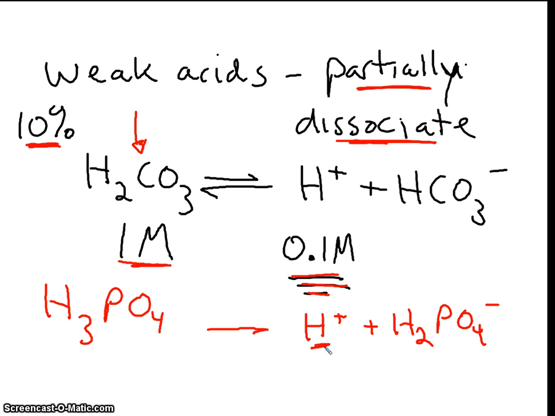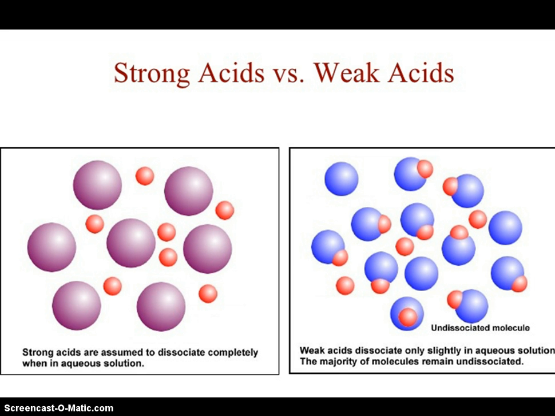So there's a difference between strong and weak acids. And here's a diagram that will show pretty well what it is. If you look over on the left, strong acids are assumed to dissociate completely. The two different colored bubbles have completely dissociated. The red ones, there's your hydrogen ions, they have completely dissociated from the anion, the negative ion that they were with. Over on the right-hand side, you'll see most of these molecules are undissociated.